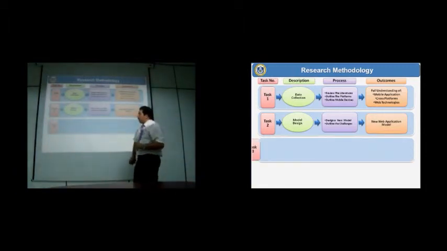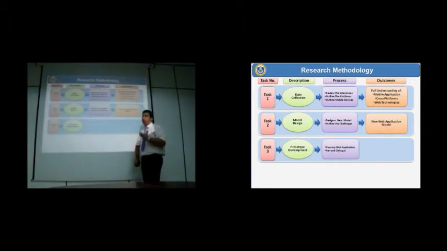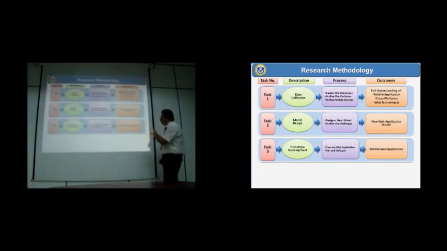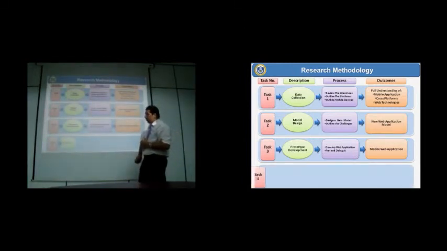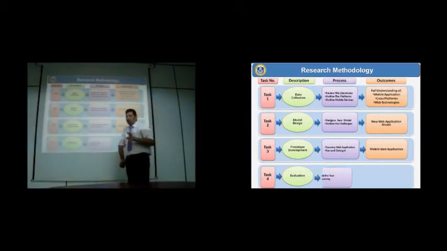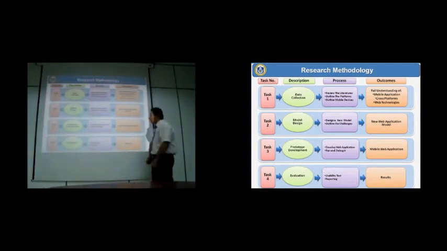The third task is prototype development. We have to develop a prototype to support our claim. That means developing the web application, running and debugging it. The outcome for this task is the mobile web application. Task 4 is the evaluation. We will use a usability test because we will develop an application. We have to test whether this application is usable or not, and then the reporting, and after that we will get our results.